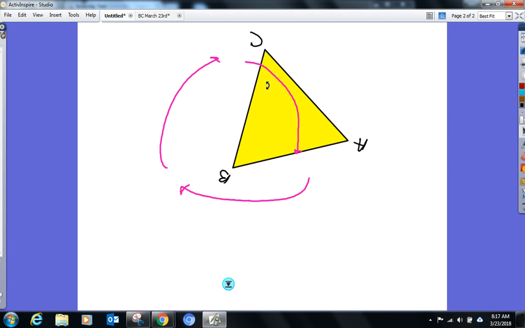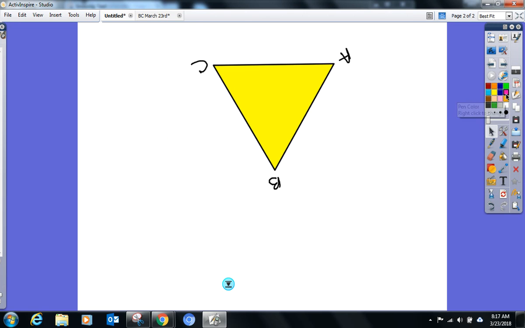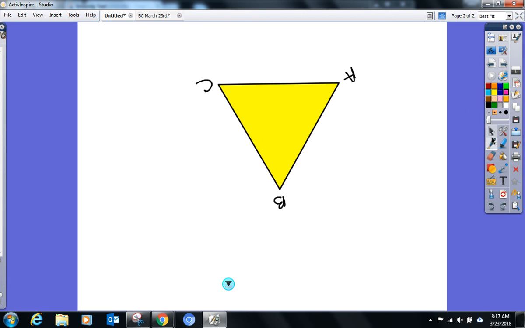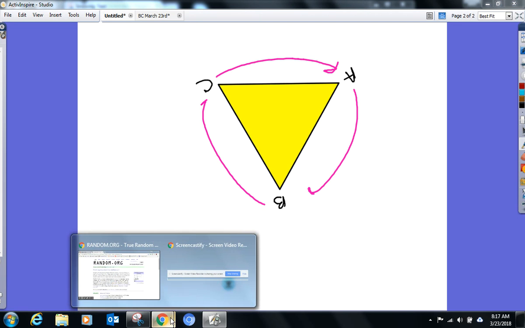I rotate it. Now go A to B to C again. Which direction am I going? A to B to C. That's in what direction? Clockwise. Did it change orientation? No. So a rotation will produce same orientation.